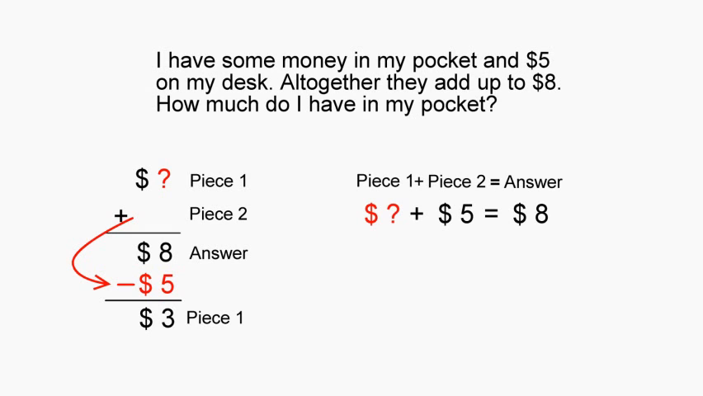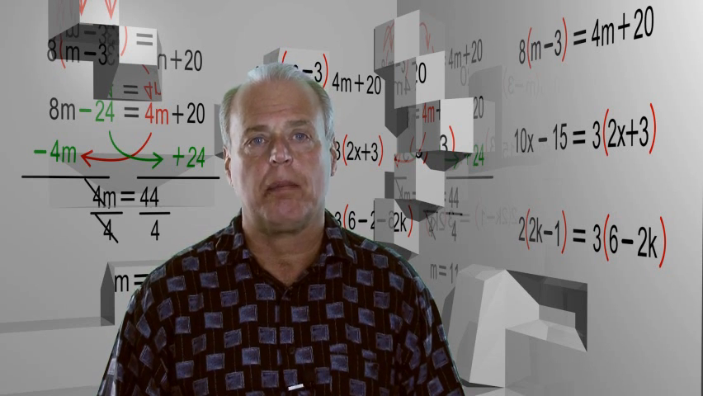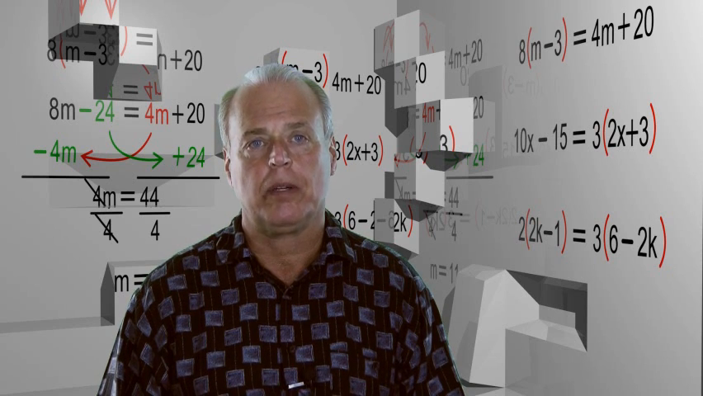You can also write this problem horizontally like this. In this form, I still do the same thing to solve it. Subtract this $5 from the answer part to get back the other piece, which is $3. That was an example that involved an addition problem. Let's look at a different one.